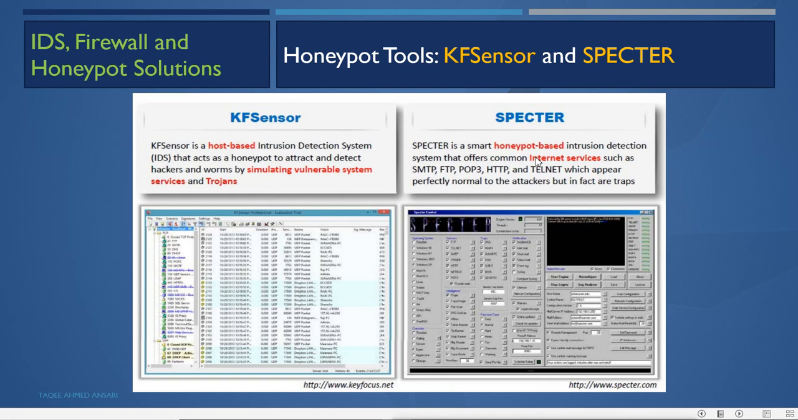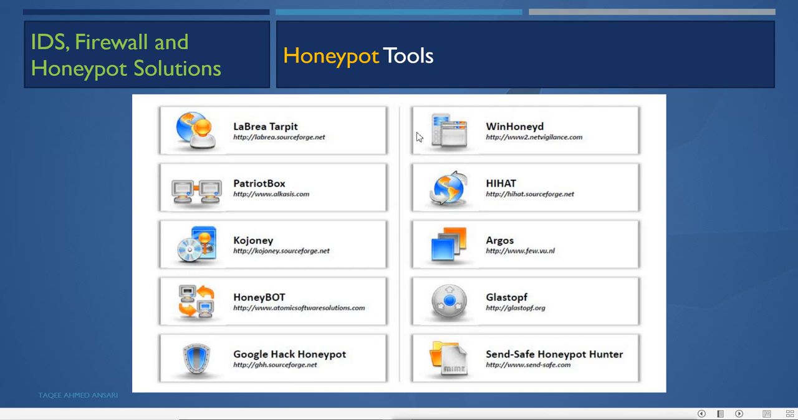Specter is a smart honeypot-based intrusion detection system that offers common internet services such as SMTP, FTP, POP3, HTTP and Telnet, which appear perfectly normal to the attacker but in fact are traps. This is also an intrusion detection system which works like a honeypot to attract the attackers. And then we have these other honeypot tools also available which we can use: HoneyBOT, Kojoni, PentBox, Labrea, lots of other tools we have.